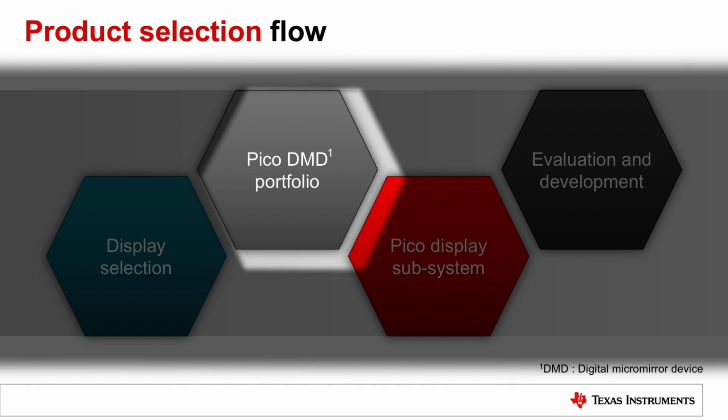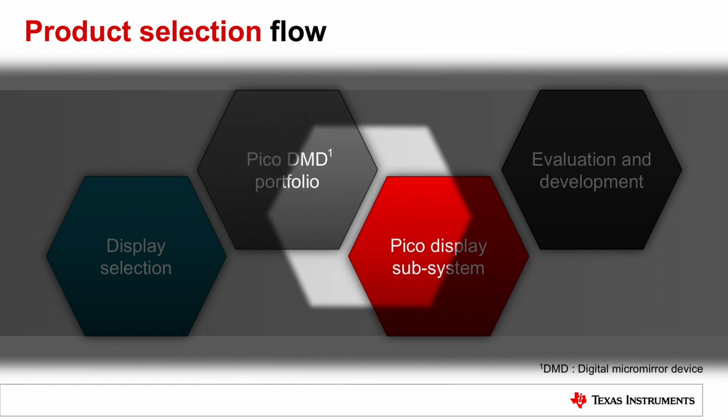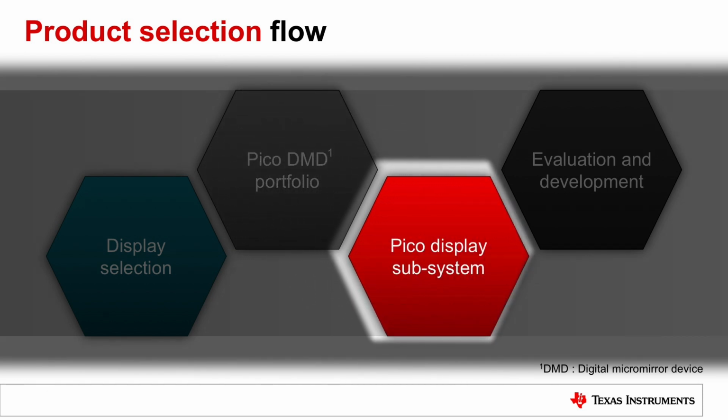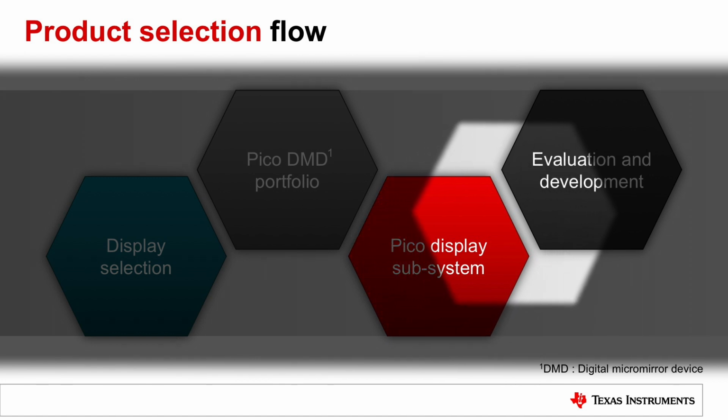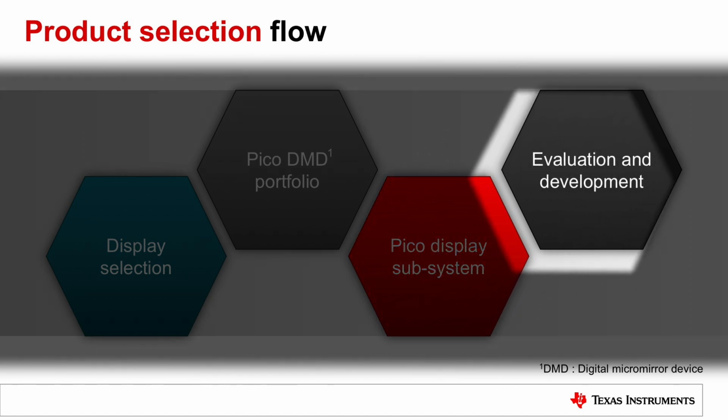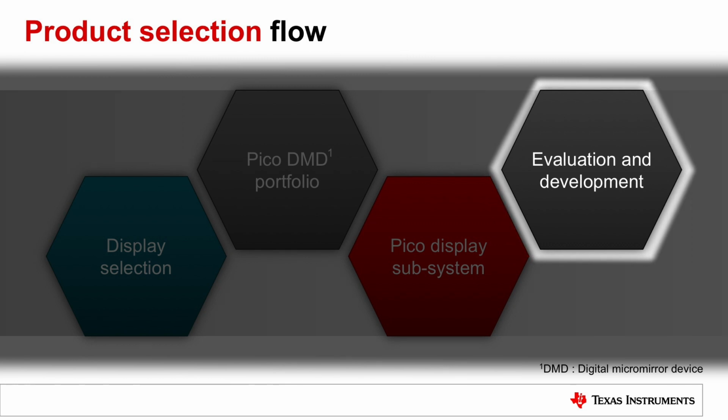Then we will transition to the Pico display subsystem, and in this section we will cover the Pico display subsystem block diagram, including product selection of the display controller and power management devices. And then finally, we will briefly highlight key resources for evaluation and development of Pico display subsystems.